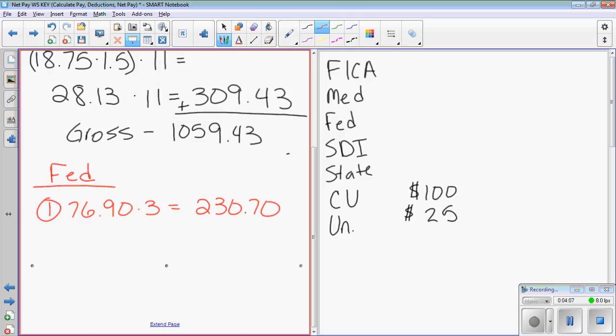Step 2, I have to take that number out of my gross pay to get my adjusted gross pay. So Step 2, I'm going to take $1,059.43, subtract out $230.70, and that's going to give me $828.73.